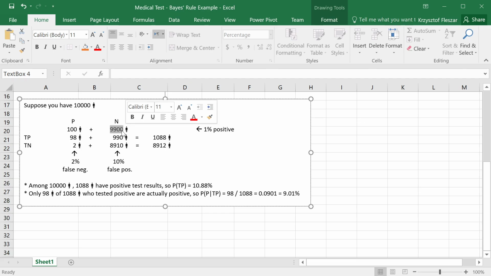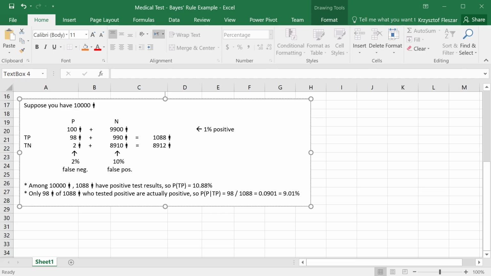Remember, for those who don't have the disease, we said the specificity of the test is that 90% of them test negative, which is the correct result. But there are also false positives. The remaining 10%, which is 990, that is 10% of those 9,900, are people who test positive although they actually don't have the disease. I hope it's clear how these calculations are done in the columns.